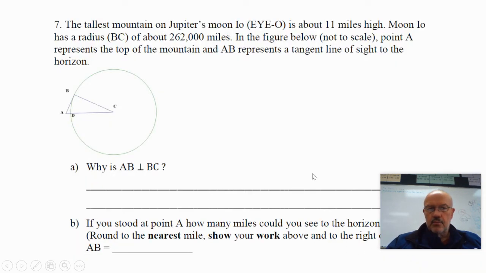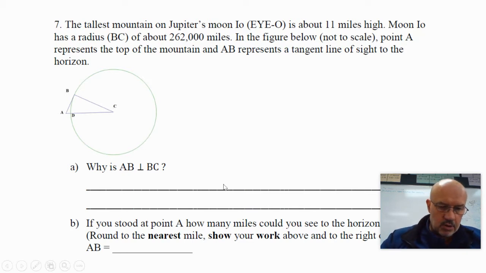Jupiter's moon Io has a tallest mountain that is about 11 miles high. Moon Io has a radius BC of about 262,000 miles. In the figure below, not to scale, point A represents the top of the mountain, and AB represents a tangent line of sight to the horizon.